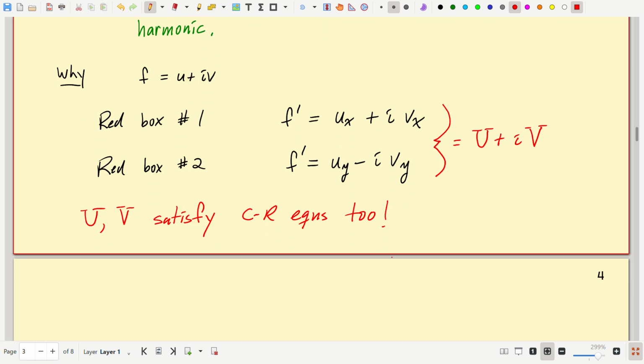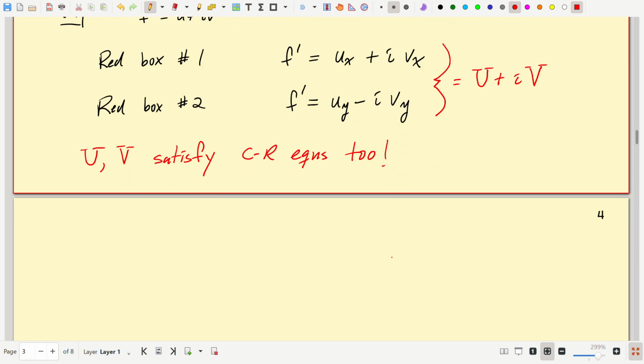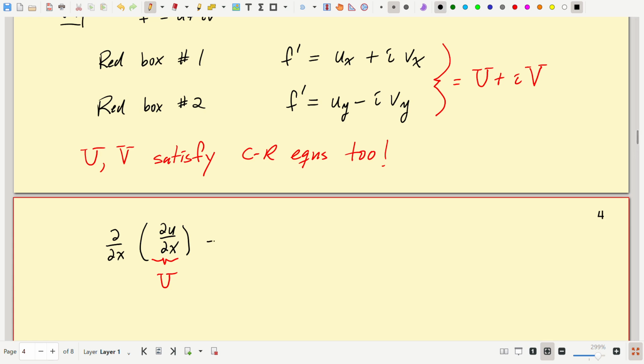Okay, so let me write out the Cauchy-Riemann equations then. So let's see. d by dx, I'm going to put here du by dx. Du by dx is capital U. That would be equal to d by dy of v.